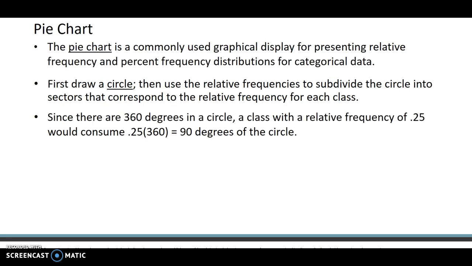The next thing we're going to look at is a pie chart. Now, we're not going to be drawing very many pie charts by hand in this class because it's online and a lot of stuff is turned in electronically, so we will be using Excel. If you look at the bottom of the course content folder, there are Excel videos that will tell you how to do various things in the course. One of them is draw a pie chart. But a pie chart is a commonly used graphical display for presenting relative frequency and percent frequency distributions for categorical data. First thing you do is draw a circle.